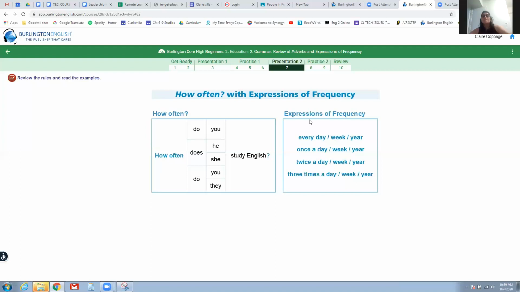Okay? And then here are some expressions of frequency. We can say every day, every week, every year. Okay. And this is, every is, in Spanish, how would you translate that? Todos los días, todos por semana o por año. Yeah. Repeat after me, once a day. Once a day. Once a week. Once a week. Once a year. Once a year. And once in Spanish?